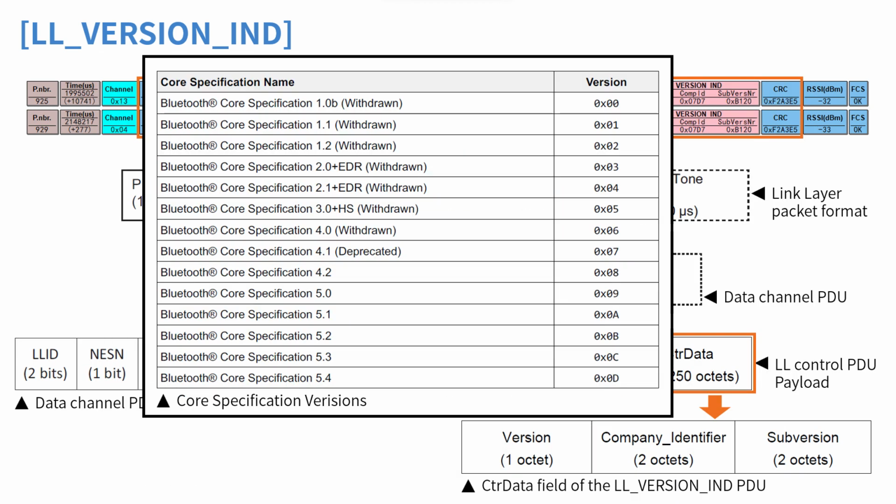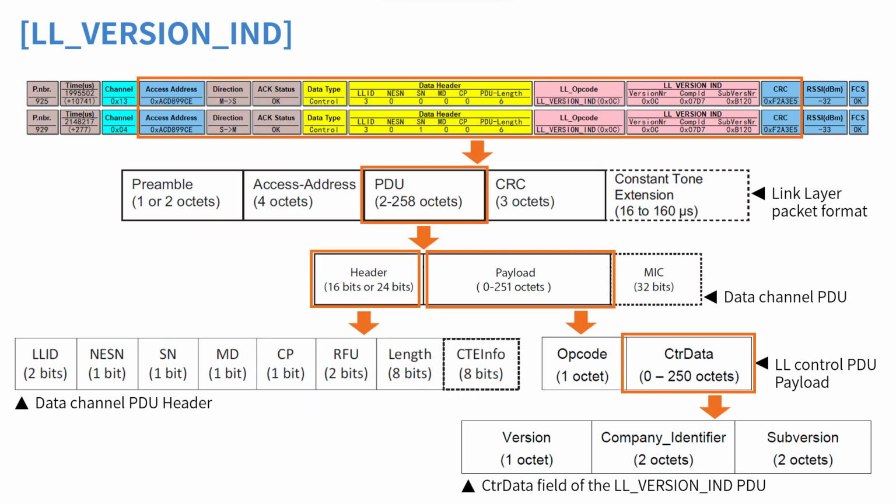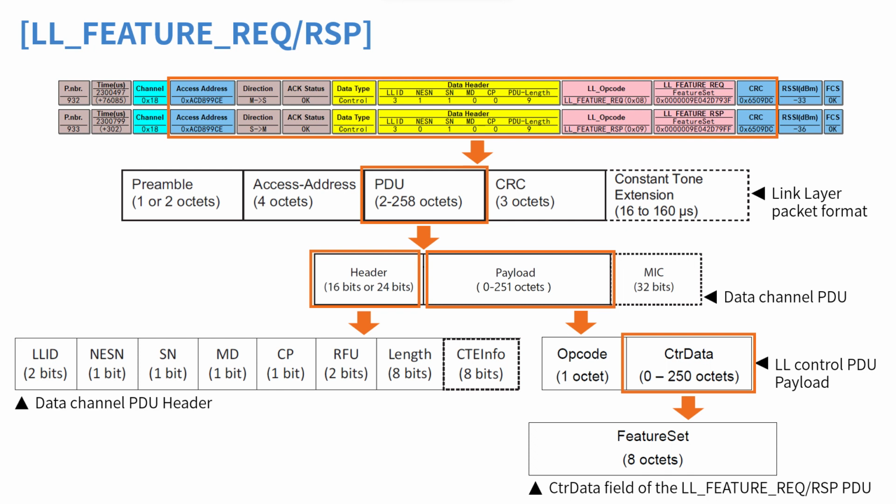Version field should contain the version of the Bluetooth link layer specification supported by the controller. 0x0C means support BLE 5.3 specification. Company identifier field should contain the company identifier of the manufacturer of the Bluetooth controller. 0x07D7 is the identifier of WCH. Subversion field should contain a unique value for each implementation or revision of an implementation of the Bluetooth controller.